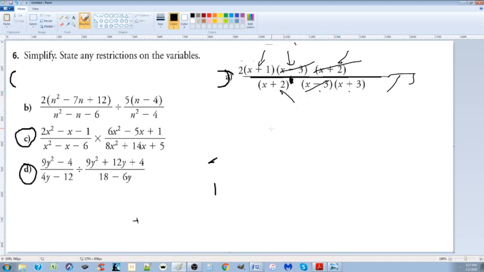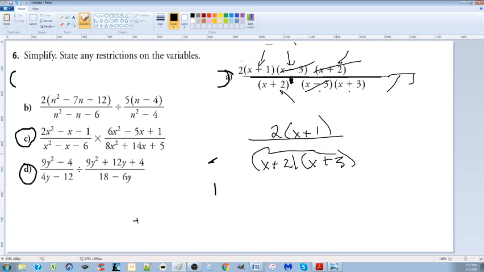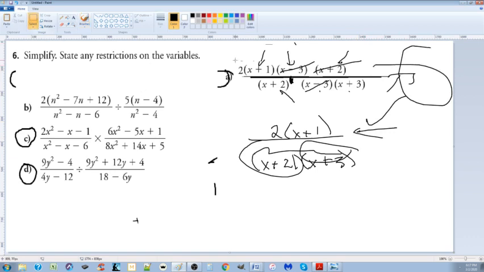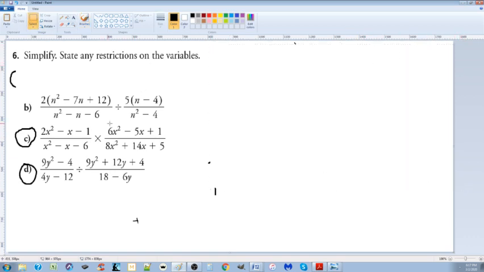Any left? No. So up top, we're left with 2 times x plus 1. And down below, we're left with x plus 2, just one of them's left, times x plus 3. And that's all we're left with. We don't want to expand it because we don't need to. It's simplified. The instructions were to simplify it. Done, and remember the restrictions. So I think here they're just getting you used to spotting it so that you can move on to this one.